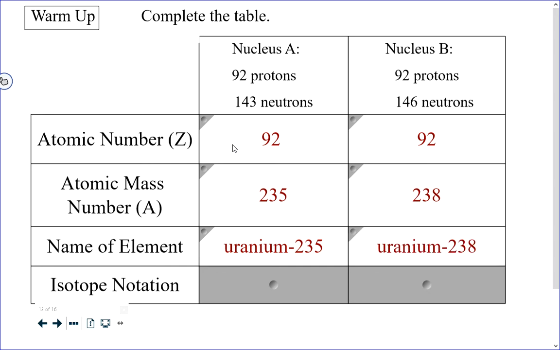Nucleus B is uranium-238. So what does the isotope notation look like? It looks like that. It's got two numbers on the left. 235 is on the top, which is the mass number. And then the atomic number is on the bottom. And then we have the elemental symbol. For the uranium-238, that's what the isotope notation looks like.